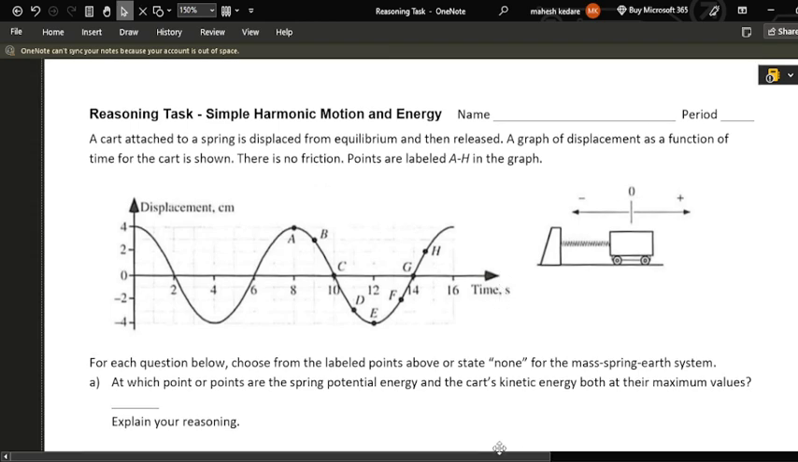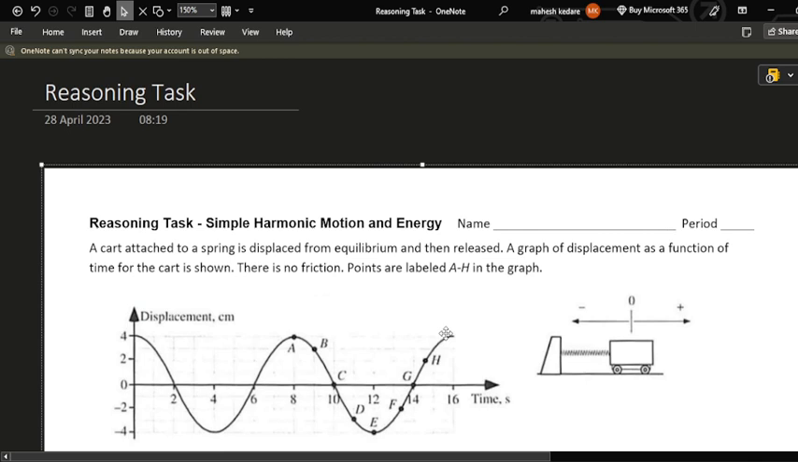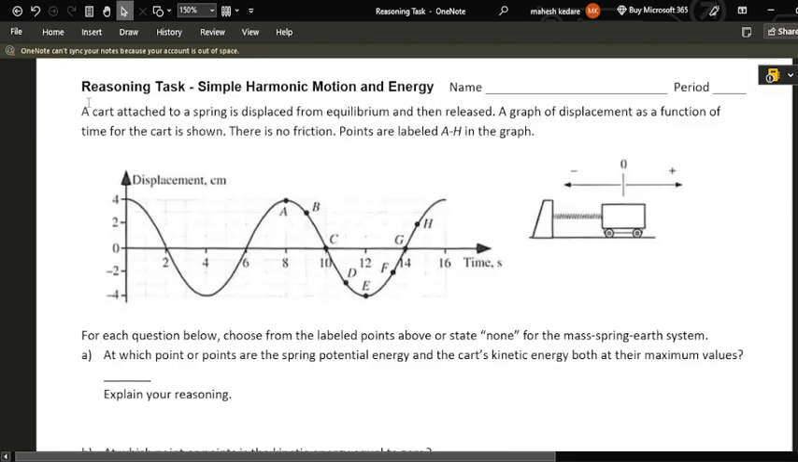Hi, in this video we are going to discuss some problems on simple harmonic motion. A cart attached to a spring is displaced from equilibrium and then released. A graph of displacement as a function of time for the cart is shown. There is no friction. Points are labeled A to H in the graph. For each question below, choose from the labeled points above or state none for the mass spring system.